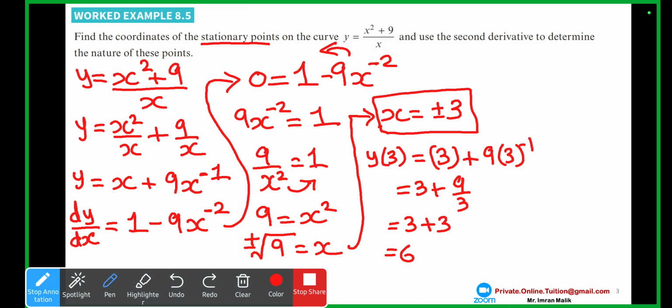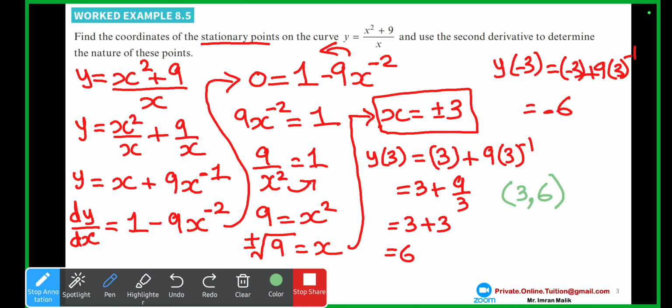We can do the same thing to find the value of y when x is negative 3, and if we do substitute the value, we will see that the answer is going to be simply negative 6. So y at negative 3 is negative 6. So the two coordinates which we were looking for are as follows. When x is 3, the y value is going to be 6, and when x is minus 3, then y value is negative 6. Now these are the two stationary points which we were asked to find. Now let's clear the board because I'm running out of space. So let's move on and find out the nature of these points.